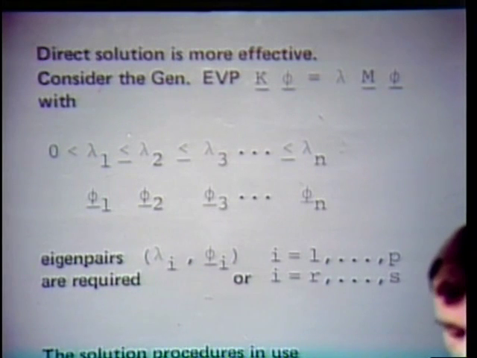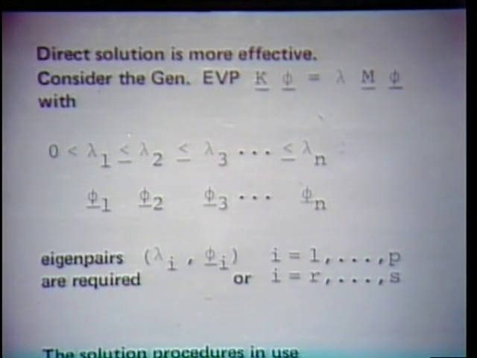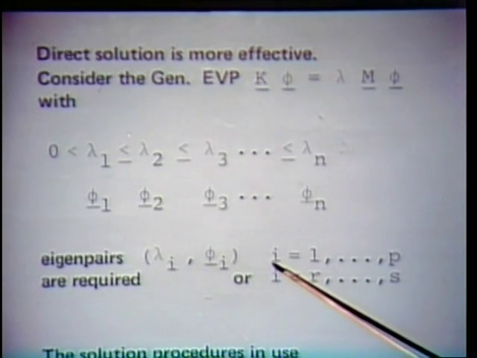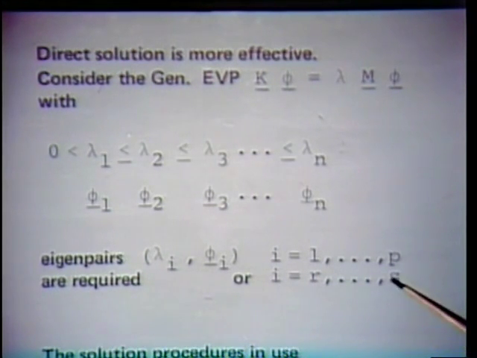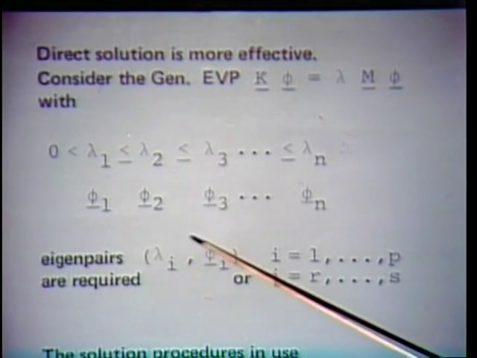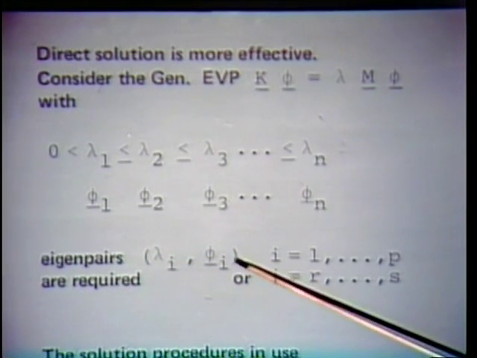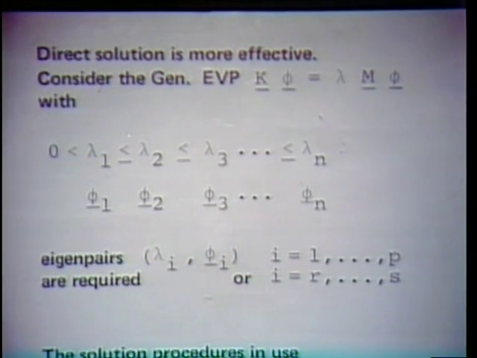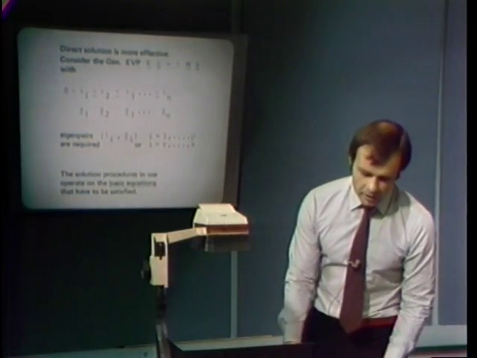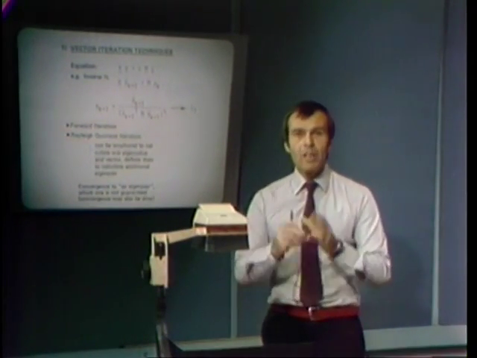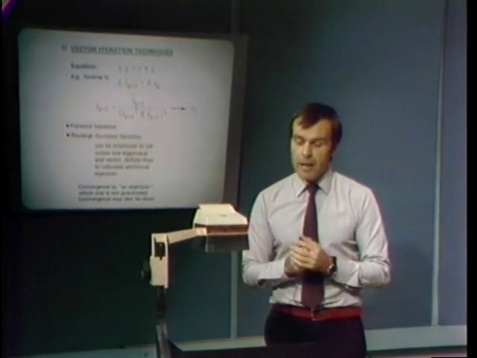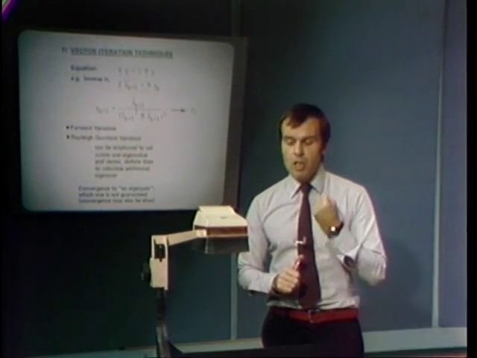For mode superposition analysis, we are really interested in solving only for a certain number of eigenpairs, i equals 1 to p, as discussed in the last lecture, or i equals r to s. If we have a vibration excitation problem, we really only want to solve for specific frequencies and corresponding mode shapes in a certain interval, as shown here. The solution procedures for this generalized eigenvalue problem can be categorized into the following forms. There is first a whole class of solution procedures which we might call the vector iteration techniques.